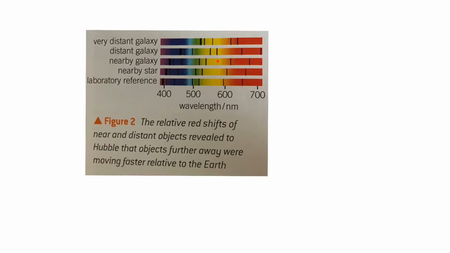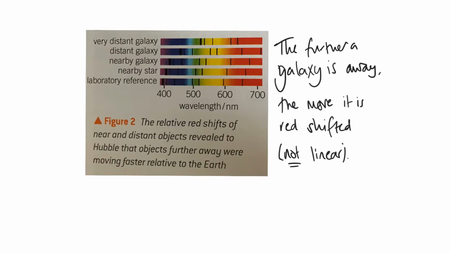If you then compare that to something a bit further away but still nearby in comparison, a nearby galaxy, it's even more redshifted, and a further away, distant galaxy is further again, and a galaxy that's even further is even more redshifted. The first thing to note is the further away something is, the more it is redshifted. The key thing to remember here is it's not a linear relationship. Something that's even further away has an even greater redshift, so it's not proportional.